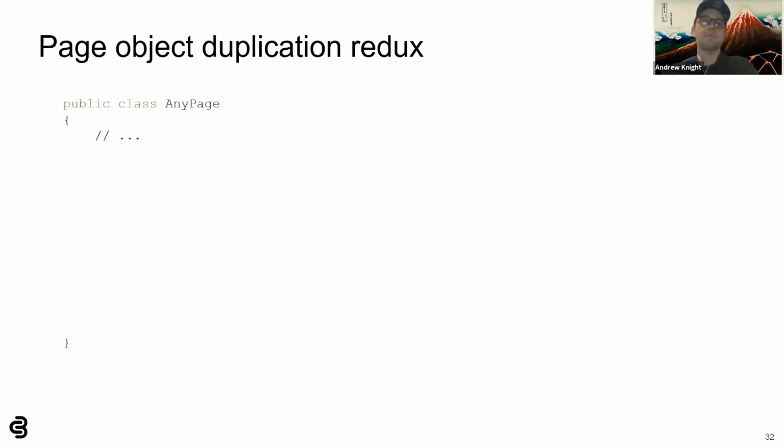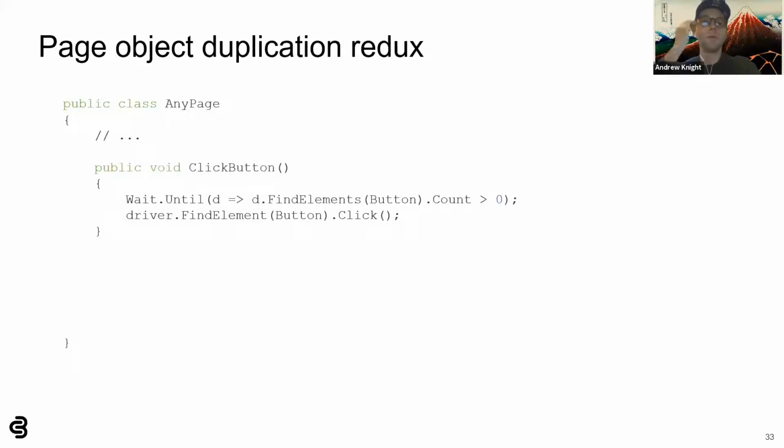Unfortunately, though, page objects themselves suffer problems with duplication in their interaction methods. Suppose a page object needs a method to click an element. We already know the logic. Wait for the element to exist, and then click it.